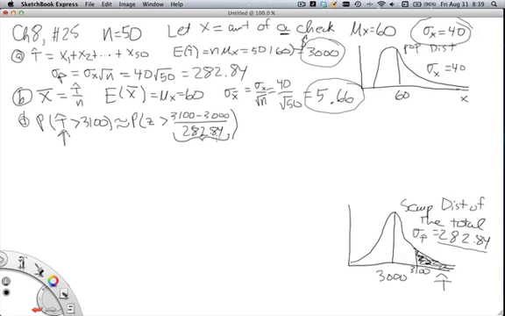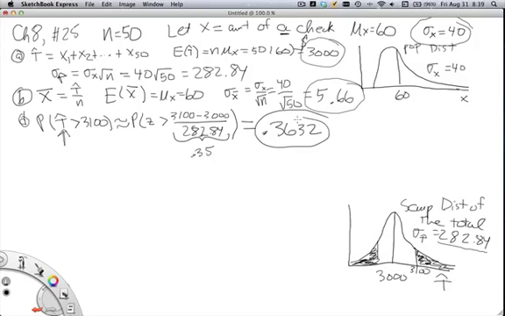So if you do the math, this works out to be about 0.35, and you can go look up minus 0.35 and you get 0.3632. The reason it's minus 0.35 is I'm going to go use symmetry, and so this is 0.35 standard deviations to the left of that mean, and the area of that tail is the same as that one. So that's the answer to part D.